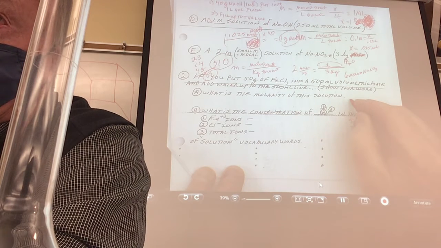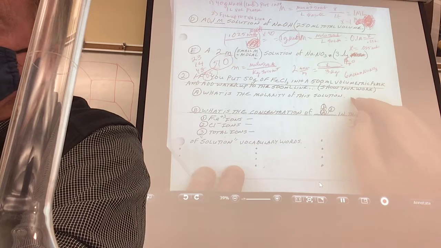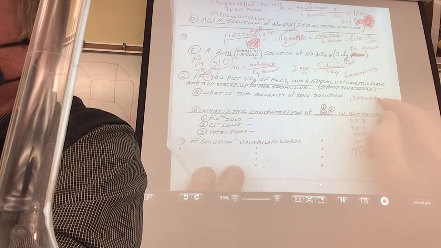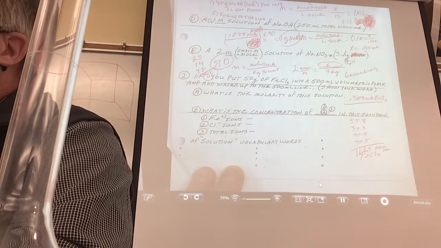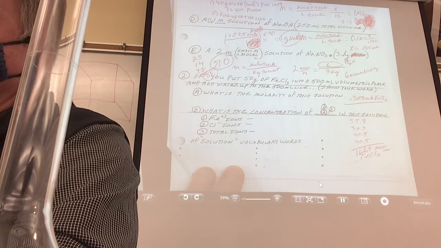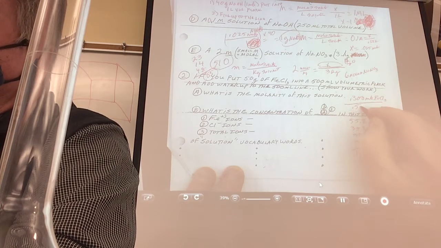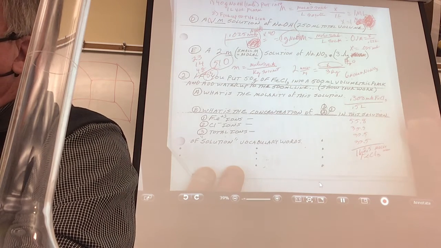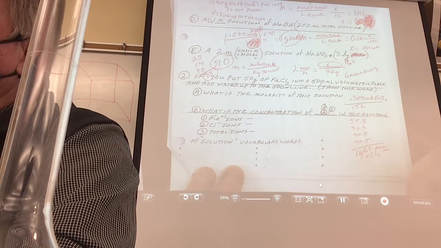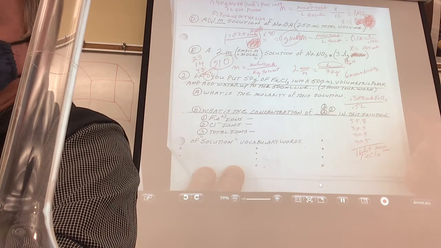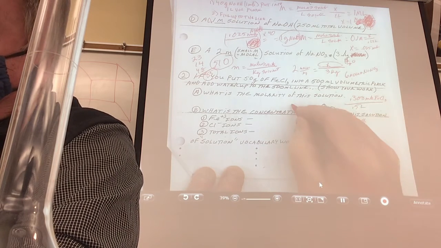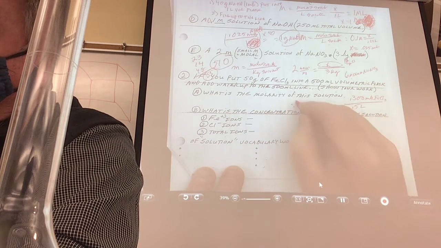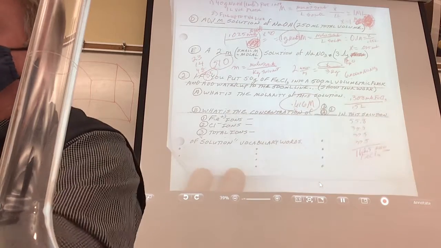What do you have? It's 0.308. Okay, that's moles, right? Now moles of what? Molarity is not moles, it's moles per liter. And how many liters is this? 0.5. Okay, so that's going to double to 0.616. Is that right? Okay. So anyway, the concentration is 0.616 big M.